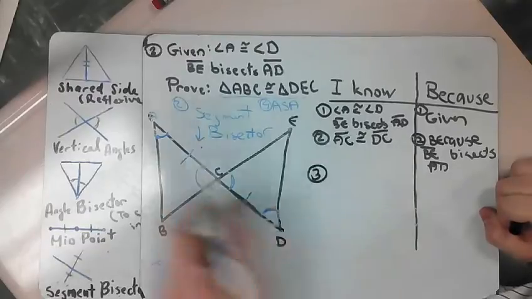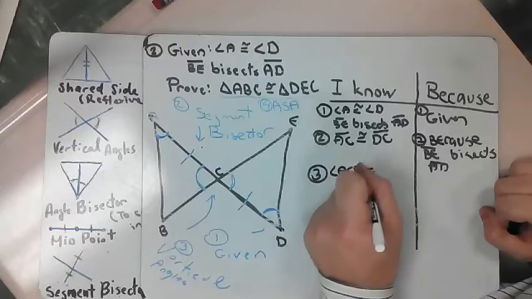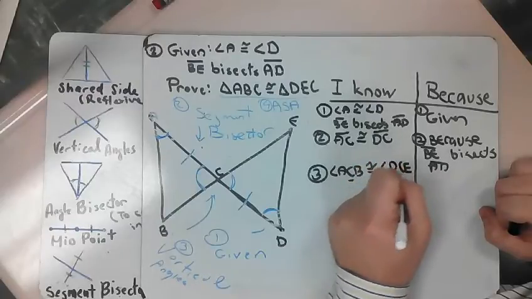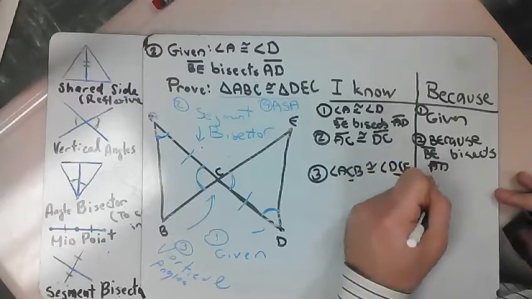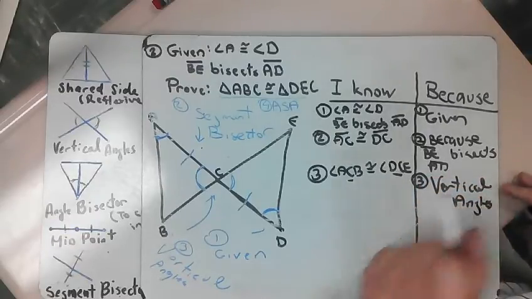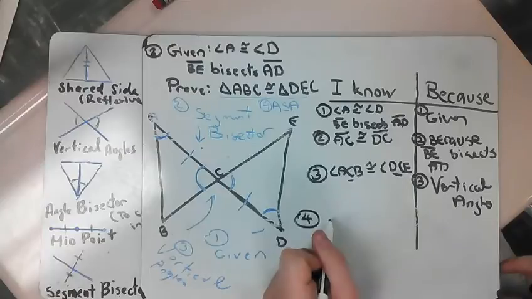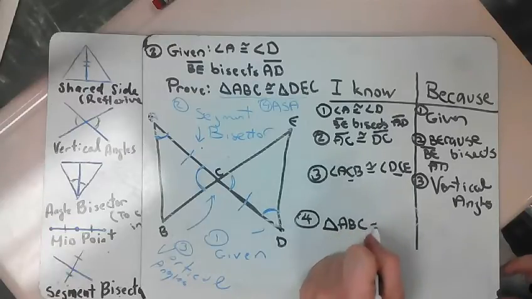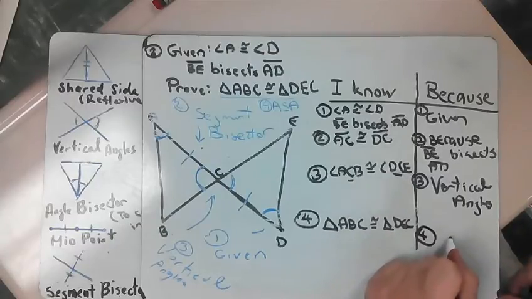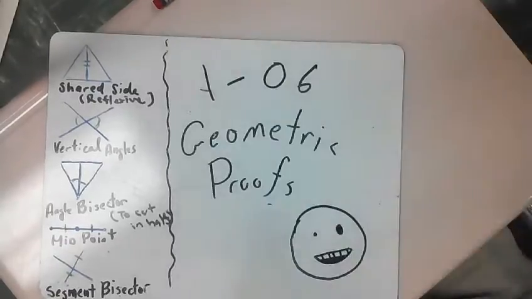Line 3, we said we got vertical angles. So ACB is congruent to DCE. So line 3, that's occurring because they're vertical angles. This is another statement I'm making with a fact. Number 4, that's enough information to say that triangle ABC is congruent to triangle DEC, and that is because of angle, side, angle.